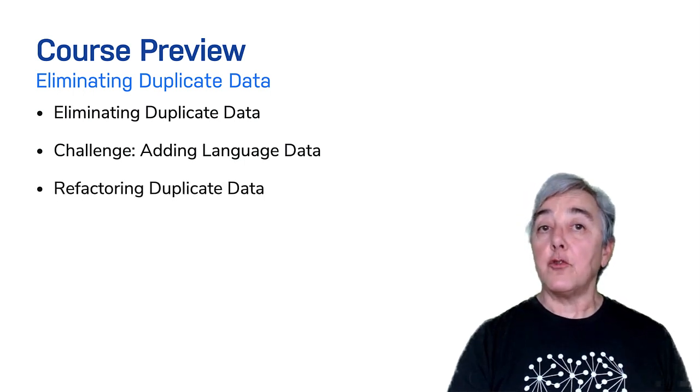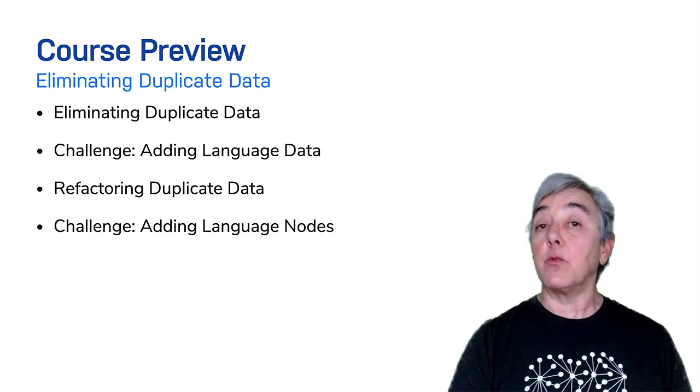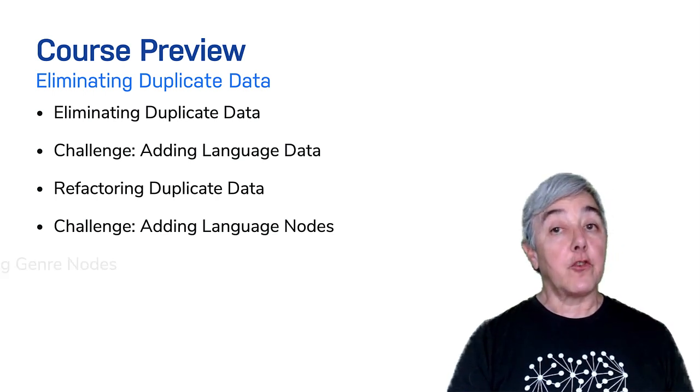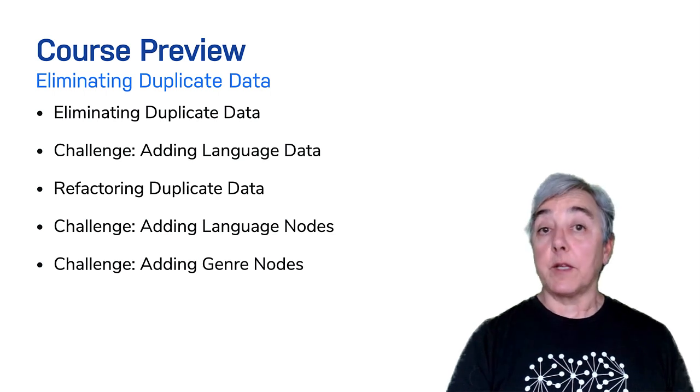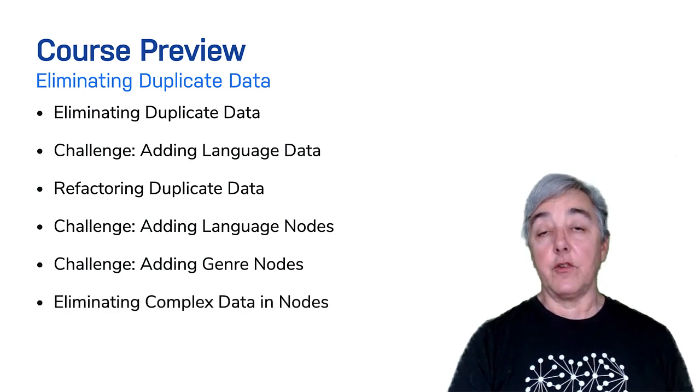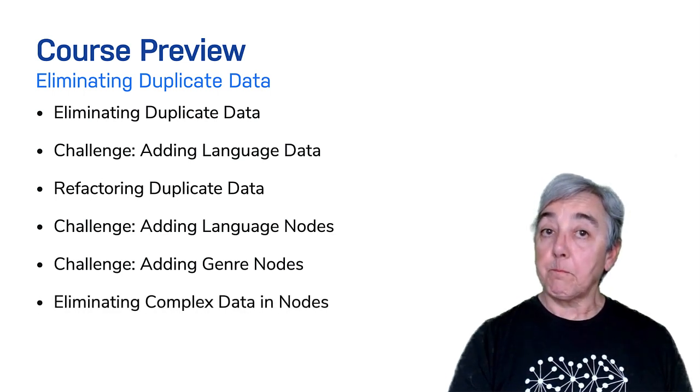And in the next challenge, you refactor the graph to create language nodes. In the next challenge, you will create genre nodes from more duplicate data in the graph. Finally, you will learn a few best practices for eliminating duplication in complex data.